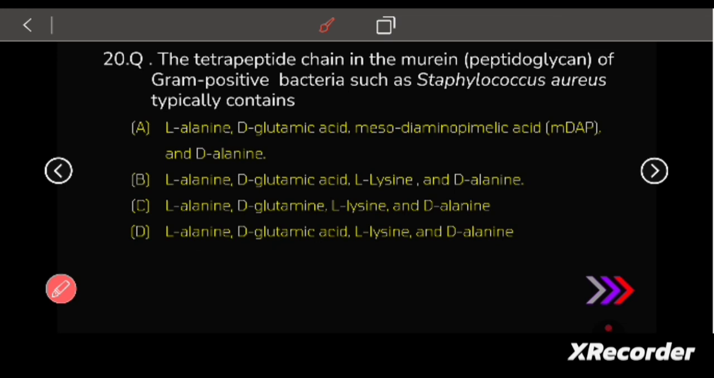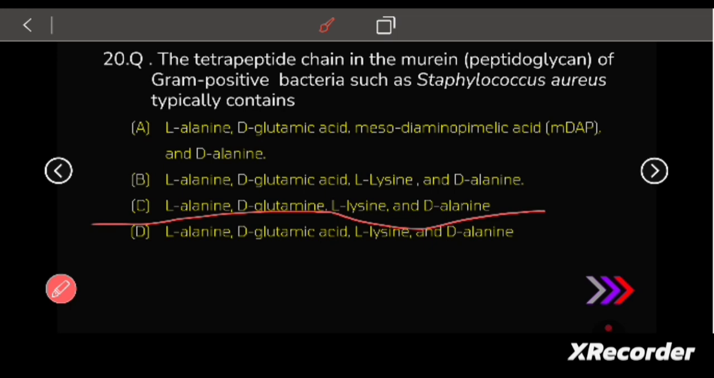Question number 20. The tetrapeptide chain in the murein of gram-positive bacteria such as Staphylococcus aureus typically contains: A. L-alanine, D-glutamic acid, meso-diaminopimelic acid and D-alanine. B. L-alanine, D-glutamic acid, L-lysine and D-alanine. C. L-alanine, D-glutamine, L-lysine and D-alanine. D. L-alanine, D-glutamic acid, L-lysine and D-alanine. Answer is C. L-alanine, D-glutamine, L-lysine and D-alanine.